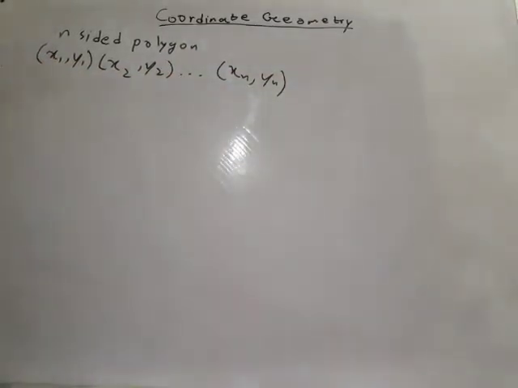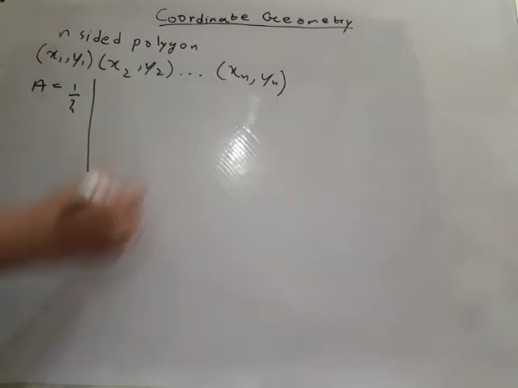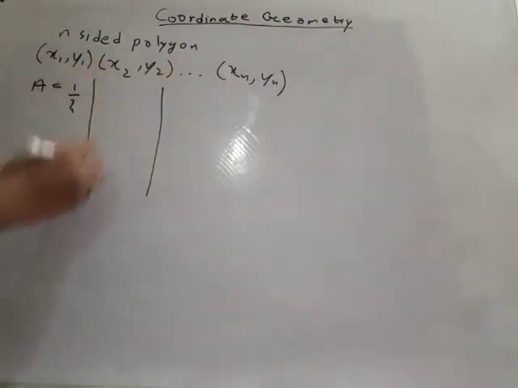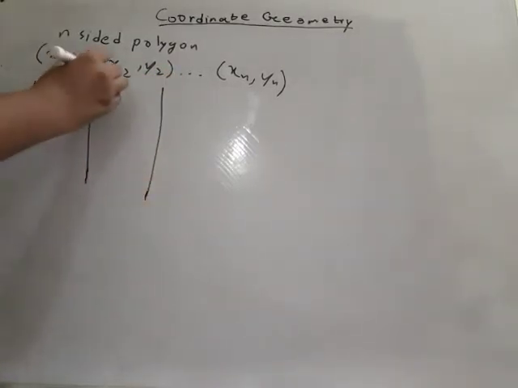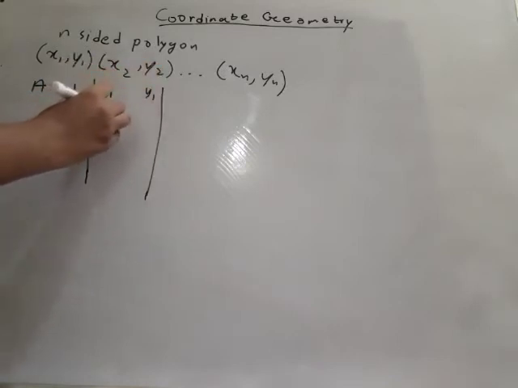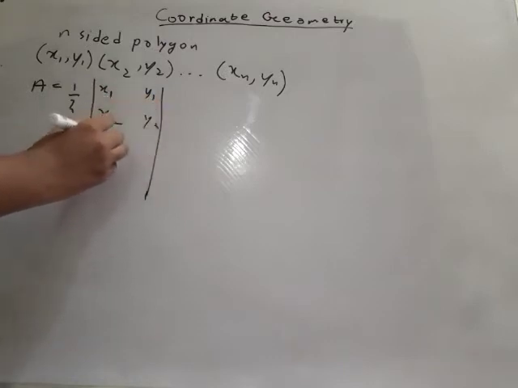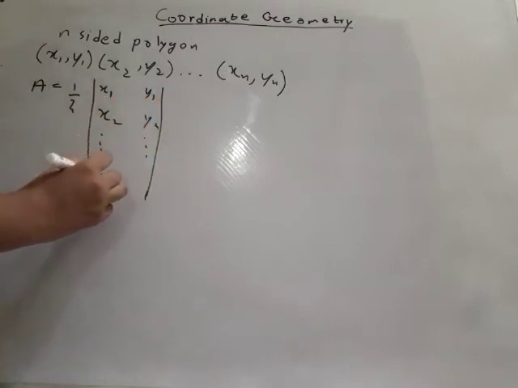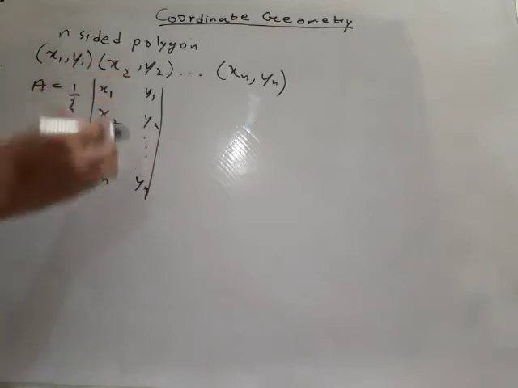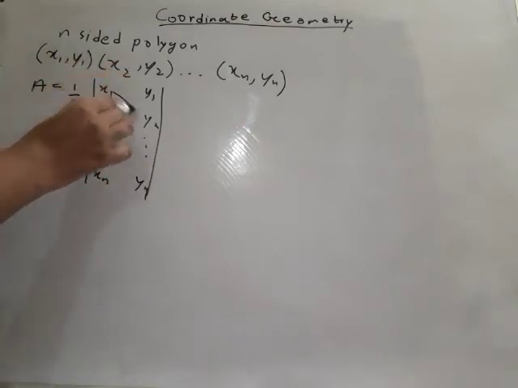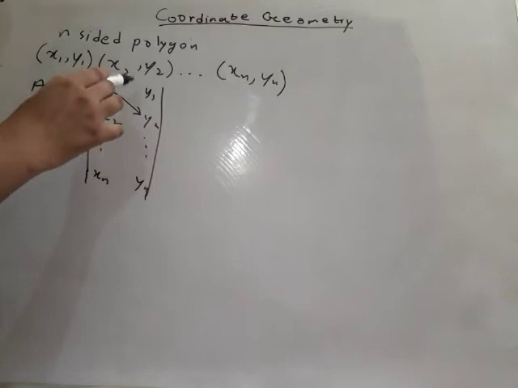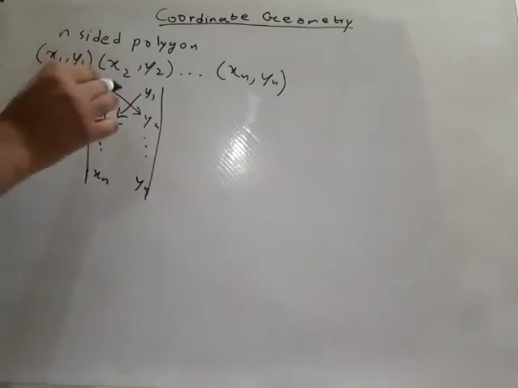So how to find the area? Simple method. Area equals 1 by 2 mod of, this is called the staircase method. So we write x1 here, y1 here, x2 here, y2 here, and so on to xn here, yn here. How will we do this? Multiply x1 with y2 and subtract the multiplication of x2 and y1.